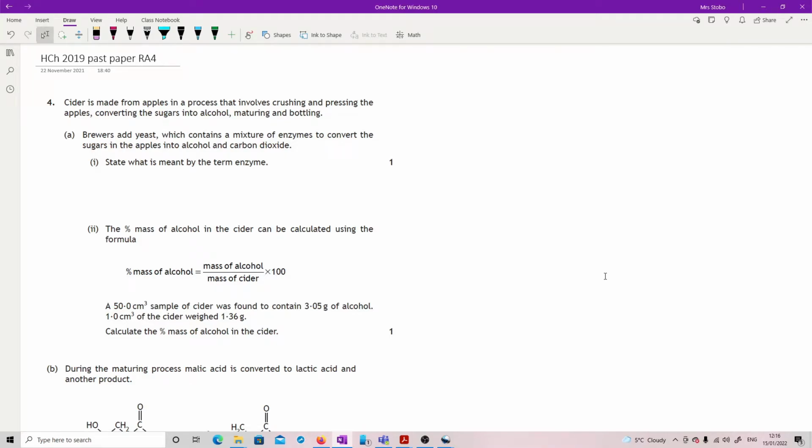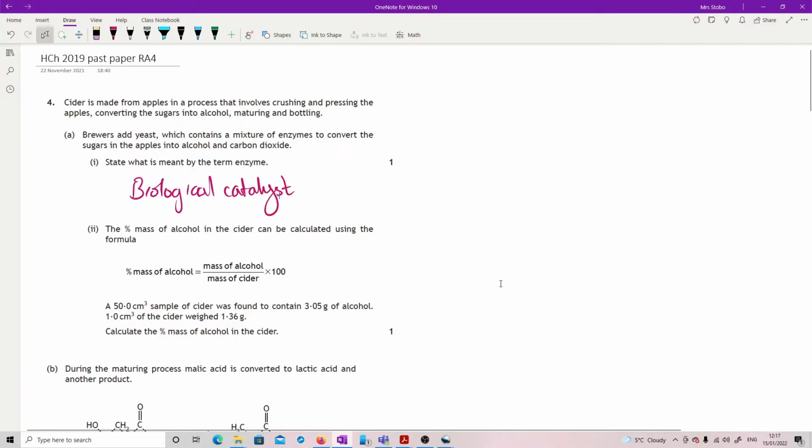2019 paper. Question 4. Cider is made from apples in a process that involves crushing and pressing the apples, converting the sugars into alcohol, maturing and bottling. Brewers add yeast, which contains a mixture of enzymes to convert the sugars in the apples into alcohol and carbon dioxide. State what is meant by the term enzyme. An enzyme is a biological catalyst. That's it. No extra things. Obviously if you're doing biology, you would know a lot more about how it functions.